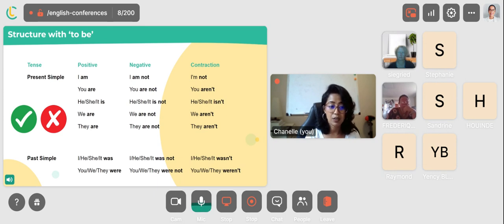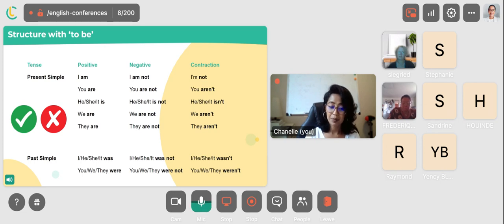You are not becomes you aren't. So we take away the O from not and we add an apostrophe. He or she or it is not becomes he or she or it isn't. So we take away the O and we add an apostrophe. We are not, we aren't. Again, we take away the O and we add an apostrophe. They are not becomes they aren't. We take away the O and we add an apostrophe. That is the present simple.